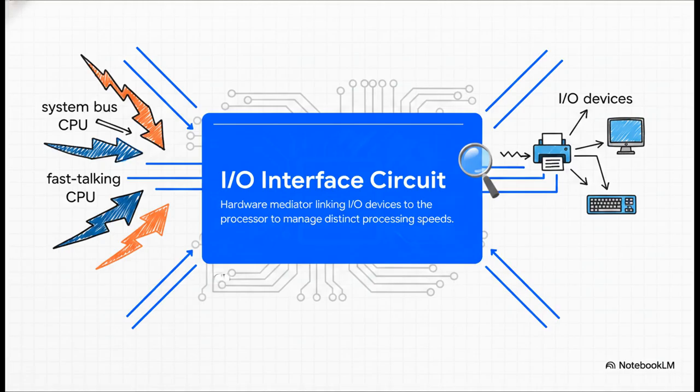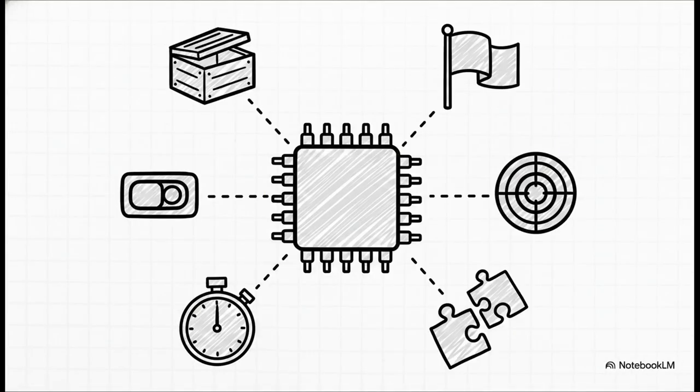Think of this hardware as the ultimate translator and traffic cop all rolled into one. It sits right there between your system bus and your peripheral devices. Its whole job is making sure that the fast-talking CPU and your slower I/O devices can actually understand each other perfectly without dropping any vital information along the way. To make this translation flawless, this mediator relies on 6 key features.